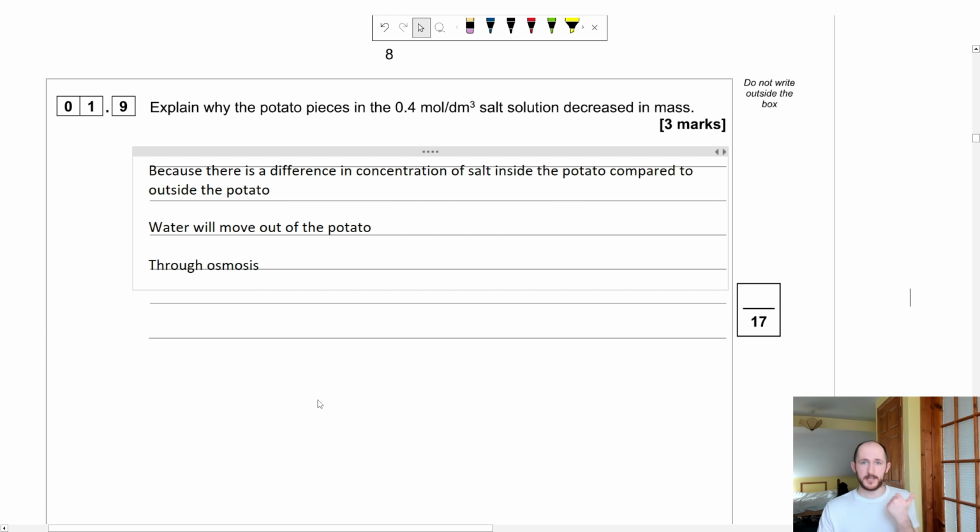A, if you contradict yourself, you will not get any marks. And B, you might only get 1 mark. Think about the key things that examiners want. What do they want? They want the name of the process, so write osmosis somewhere.